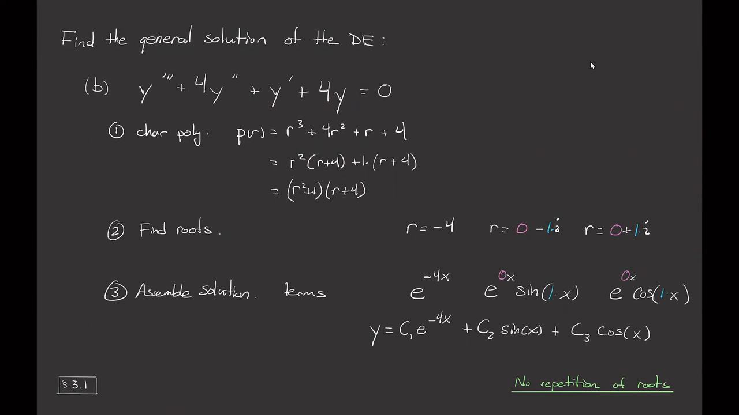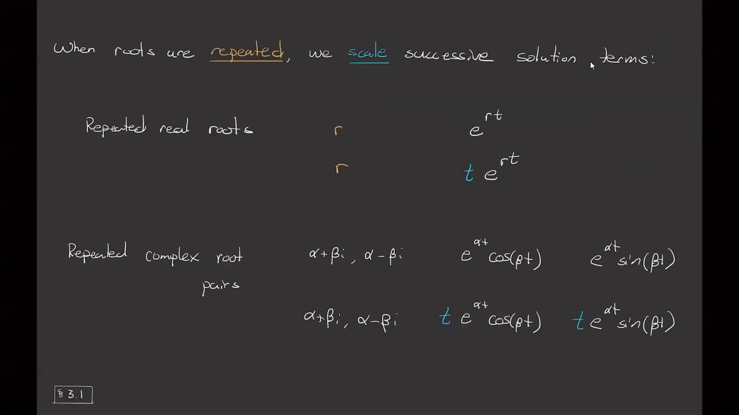Now, with that, as I started to stress before, we didn't have any repetition of roots. Now let's see what happens when you do have repeated roots. The general idea is somewhat straightforward, though it may not be obvious why we're doing this. When we talk about linear independence of solutions, that's where this will start to make more sense. But just know for now that this is how we deal with repeated roots.